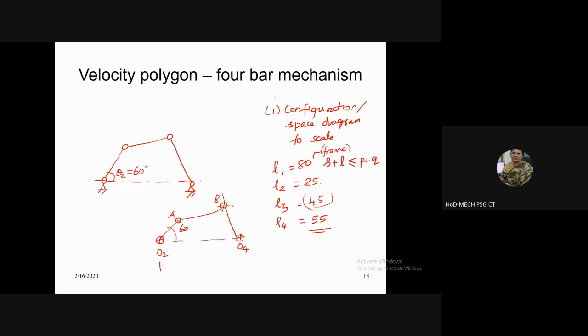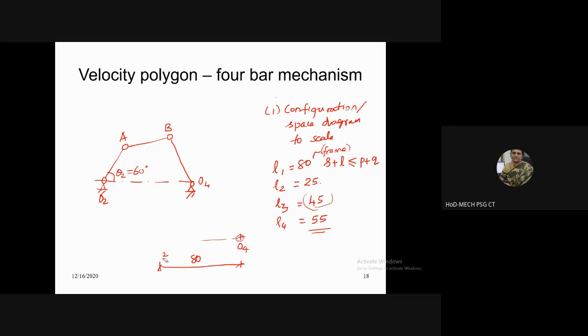So first of all, draw O2 and O4 to scale, 80 millimeters. Then mark a line at 60 degrees, and on it cut off a length equal to 25, that is L2, to get A. With A as center and L3 as radius, draw an arc. With O4 as center and L4 as radius, cut off the previously drawn arc. So this length will be 45, and this will be 55. This is how you get the configuration diagram. This is called the configuration diagram.